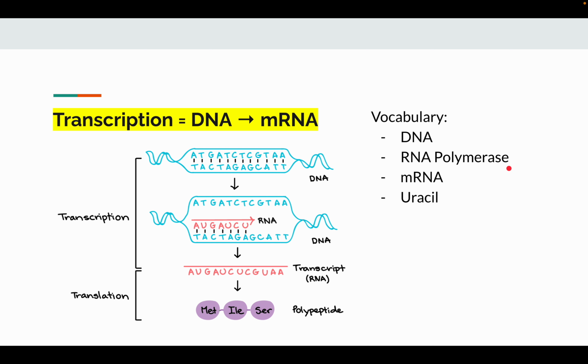And RNA polymerase is the main enzyme, like protein, involved in transcription. It reads one of the DNA strands and matches complementary nucleotide bases to make an mRNA. And something to notice is that instead of thymine, A to T, we have A to U, so thymine is replaced by uracil. And so this mRNA will later be translated to protein in a polypeptide, but transcription is DNA to mRNA.